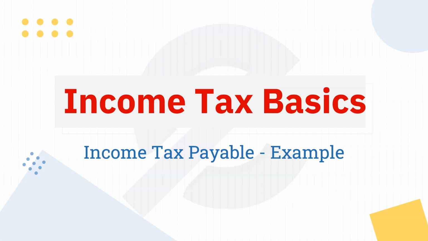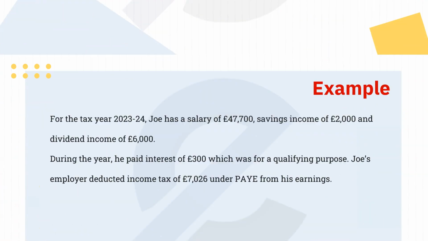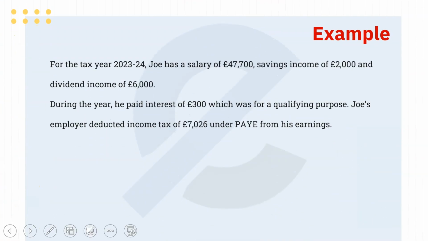Let's look at an example to cover the process of collating income in a tax year and determining the tax payable amount for an individual. For the tax year 23-24, Joe has a salary of £47,700, savings income of £2,000, and dividend income of £6,000. During the year, he paid interest of £300, which was for a qualifying purpose. Joe's employer deducted income tax of £7,026 under pay-as-you-earn from his earnings.